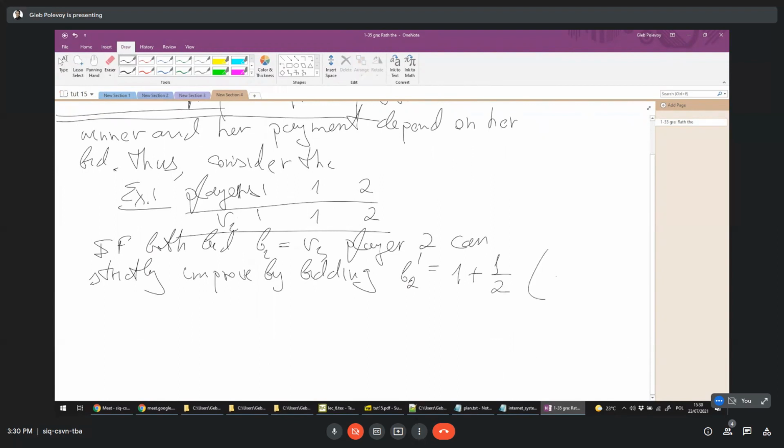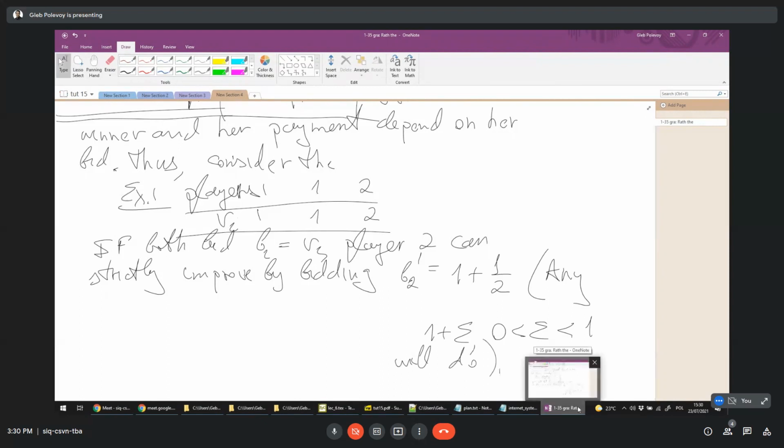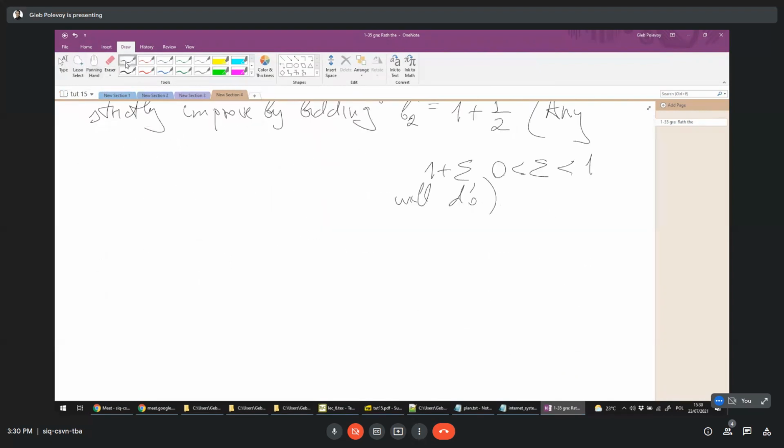And here, any 1 plus epsilon, for epsilon which is greater than 0 but smaller than 1, will work. Anything will do. He still wins, but now pays less. What about the second price? Here, the payment does not depend on what you bid. So what happens with the second price? Why is it not incentive compatible? So that's an example. Okay, not incentive compatible.